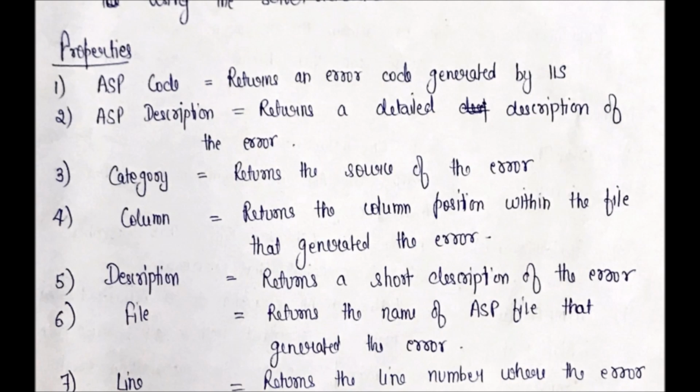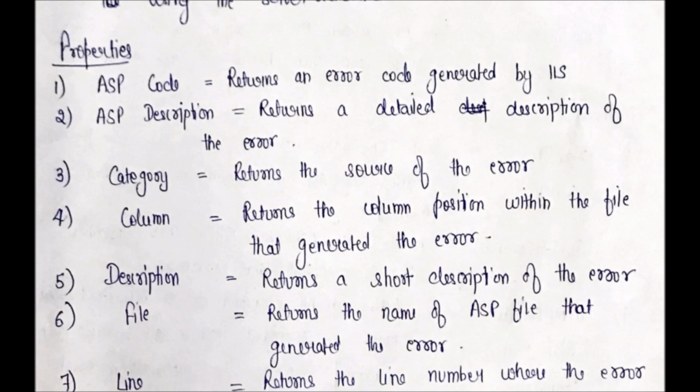Properties are: first is ASPCode, which is used to return an error code generated by IIS. Second is ASPDescription, which is used to give a detailed description of the error. The third is Category. It returns the source of the error. Fourth is Column. It returns the column or the position within the file that has generated the error. It means it returns a specified position where the error has occurred.